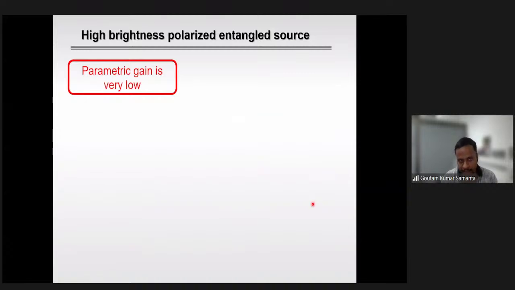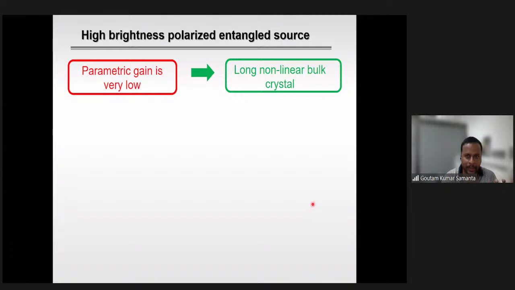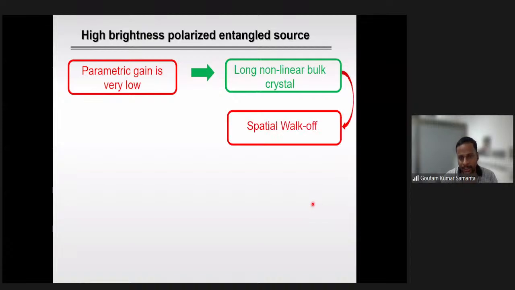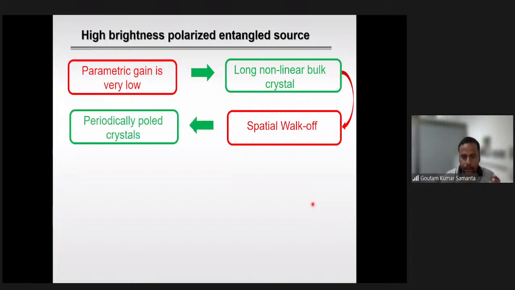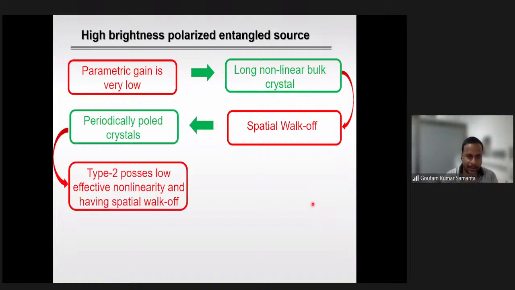Let me summarize these things in one slide. The parametric gain is very low, so we have to improve it by increasing the length of the nonlinear crystal. But if you increase the crystal length, spatial walk-off comes in, because you are using two different polarization states for the signal and idler. To remove the spatial walk-off, you have to go to the periodically poled crystal, where type 0 phase matching comes into the picture. There both photons have the same polarization state, and that is a problem.